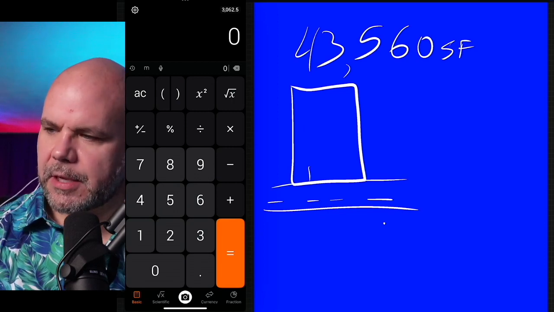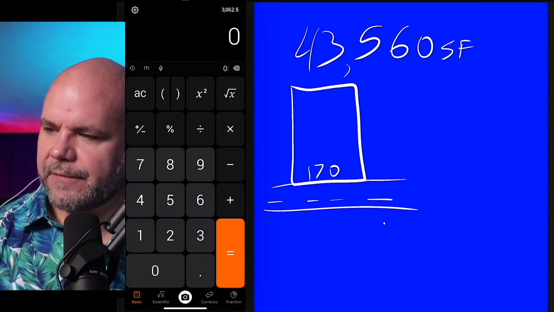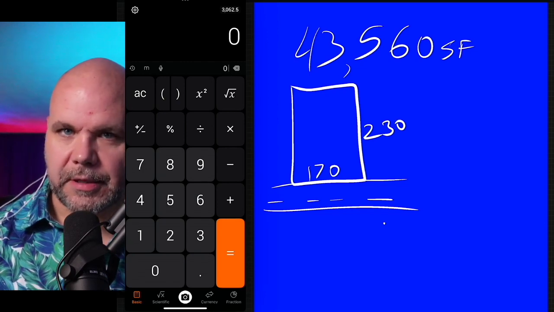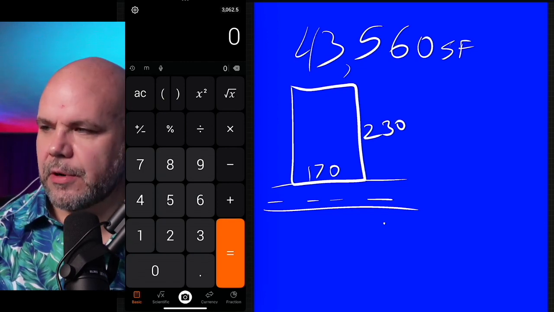that is 170 feet across the front and 230 in depth. That's our lot that we're hoping to list. We're going to list that lot if we can win that seller over.